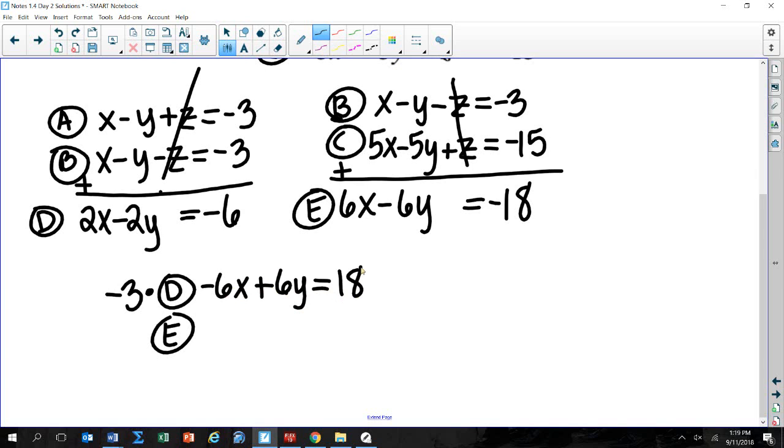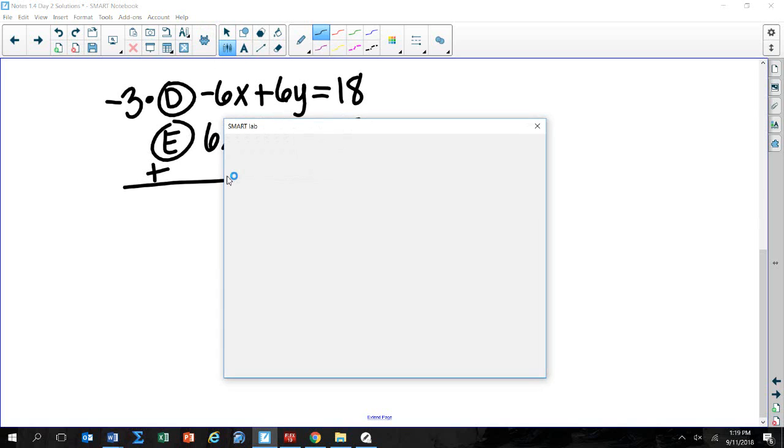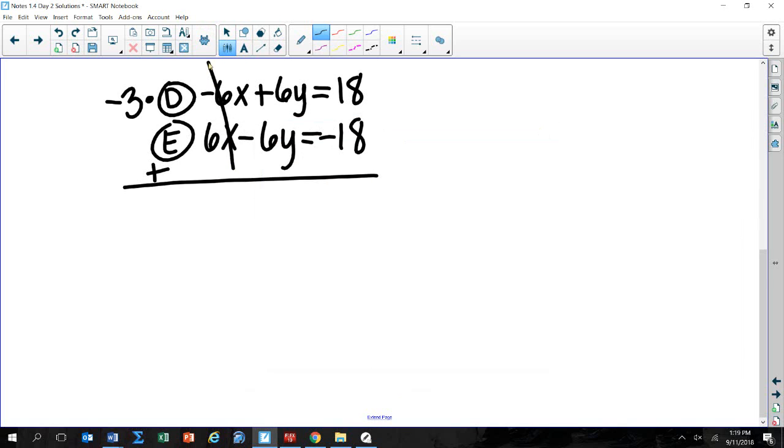Check my work for me as I go. 6x minus 6y equals negative 18 on the other side. That's E. And there's our D and E. Right? Did I do that right? Yeah. Okay. So look what happened. Oh, that's magic. That goes away.